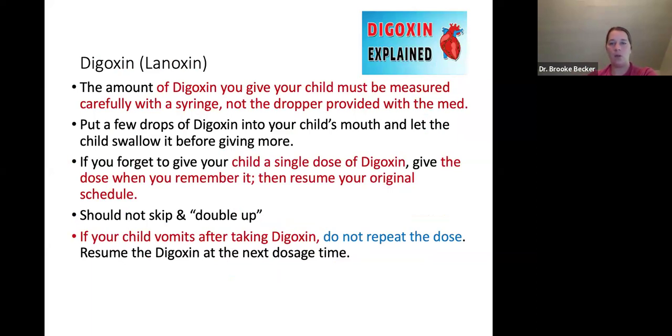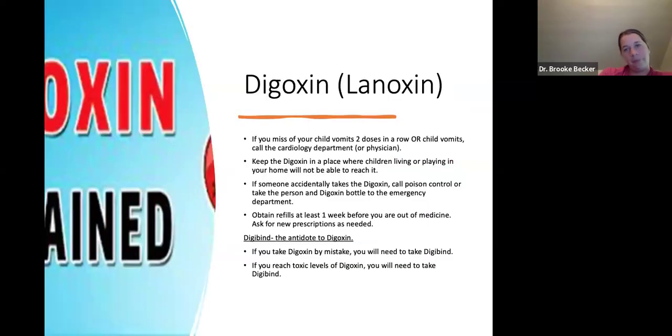Okay. And then that gives you some tips on how to give it. Should never double it up, should never repeat the dose if they vomit. What would you be concerned about if you gave a kiddo dig and they vomited? Dig toxicity. Yes, good.